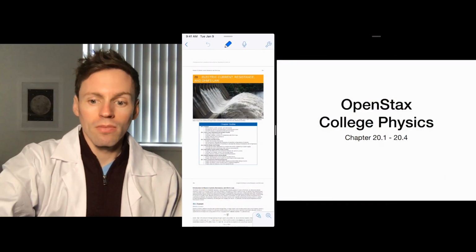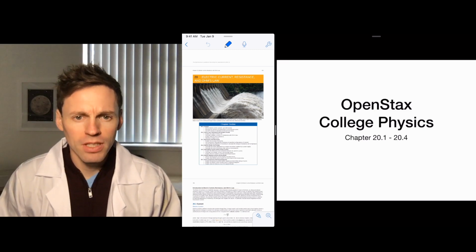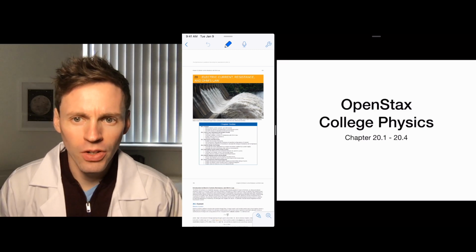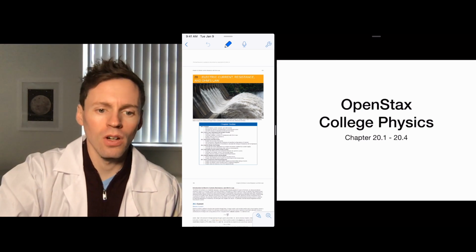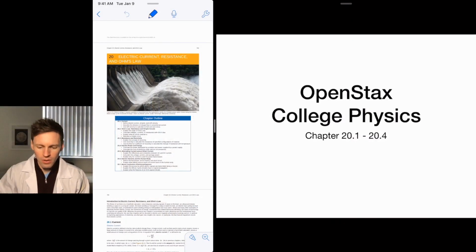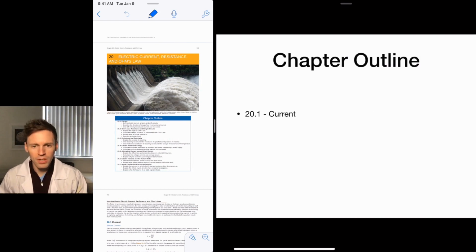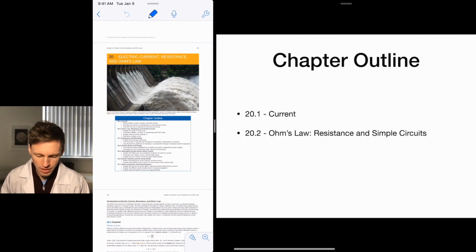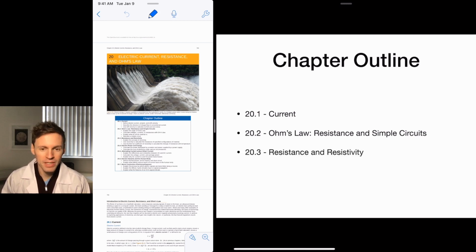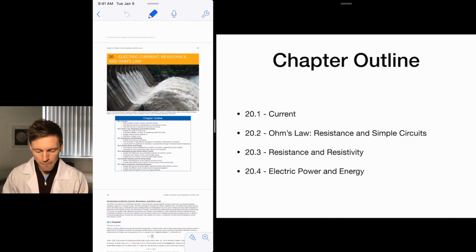Well, hello everyone. Let's talk about electric current, resistance, and Ohm's law. That sounds like fun to me. Okay, so we're going to talk about current, introduce that topic, concept. That leads us to Ohm's law, which is what happens when you add resistance to current and you reduce the ability of the current to flow. And then we'll talk about resistance and resistivity, how you can calculate how much resistance a resistor will provide you. And then we'll talk about electric power and energy.